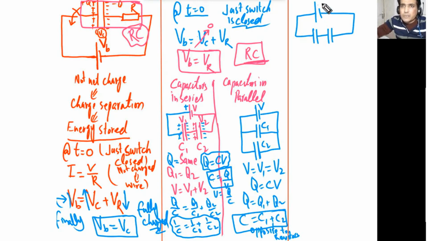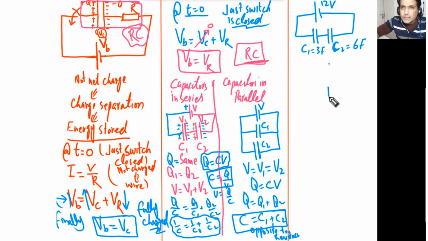Let's say this is a 12 volt battery, and we have one capacitor here. Let's say this is 3 microfarad. Okay, let me just use the big number for simplicity. This is 3, and let's say this one is C2, equal to 6 farad. It's a big number, but just for the sake of calculations, I'm going to make it simple.